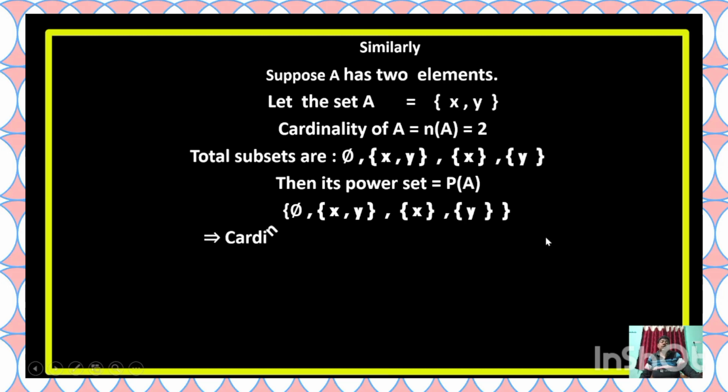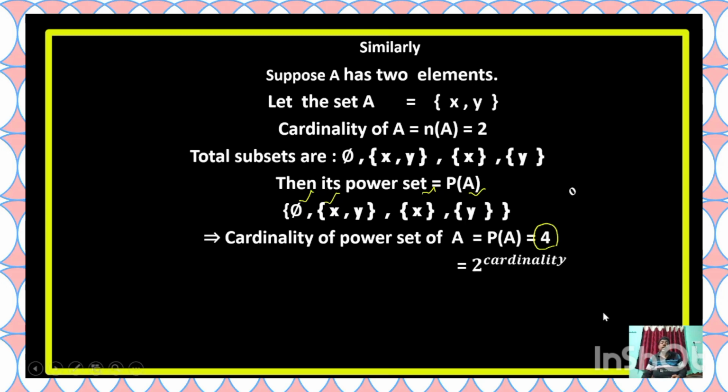And the cardinality of the power set of A, how many elements? If you count, you see the power set of A is 1, 2, 3, 4. So the cardinality of the power set has how many elements? 4 elements. And we can also write 4 as 2 to the power cardinality of the set A. And you clearly see, tell me what is the cardinality of set A? It is 2. So the number of elements of the power set is equal to 2 to the power cardinality of the set A.